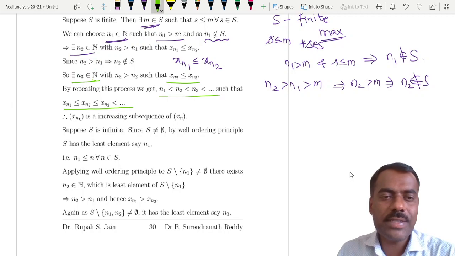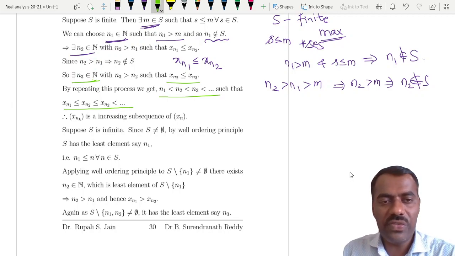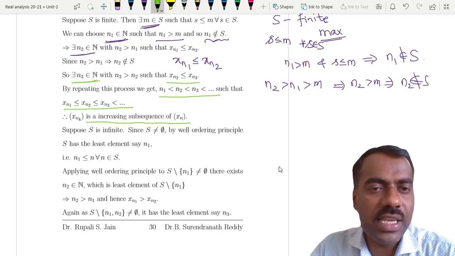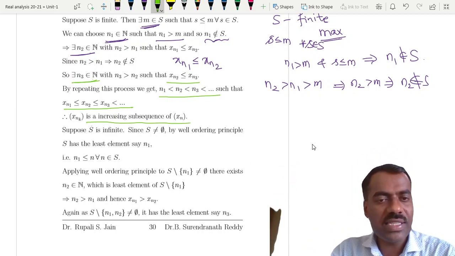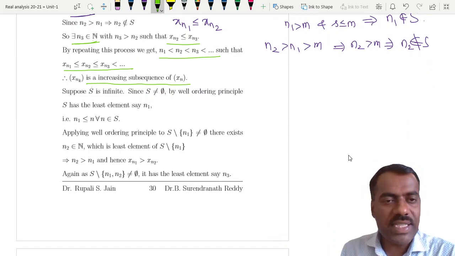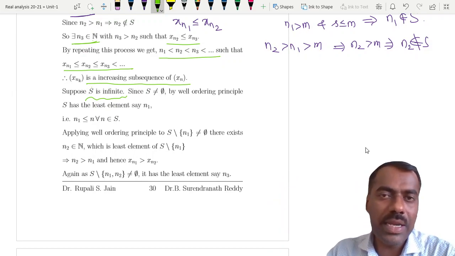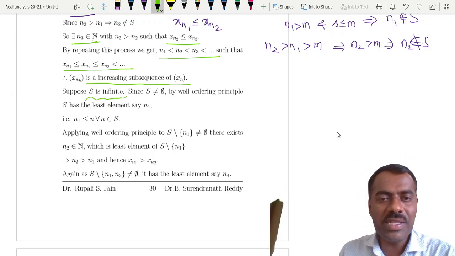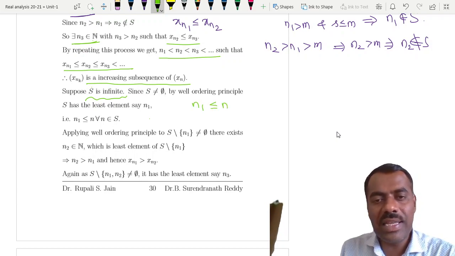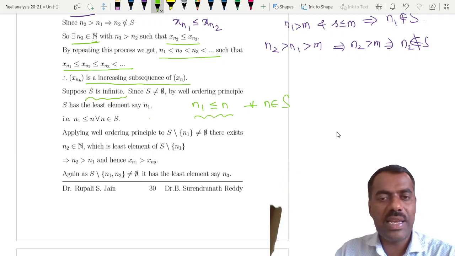So in this case, we got an increasing sequence. So if S is a finite set, then we are getting an increasing sequence which is a subsequence. Now the second case is, suppose S is infinite. If S is infinite, then we keep applying the well ordering principle, because S is a non-empty set. By the well ordering principle, it has a least element, call it n1. So therefore n1 is less than or equal to n for all n belonging to S. That is the meaning of least element, right?